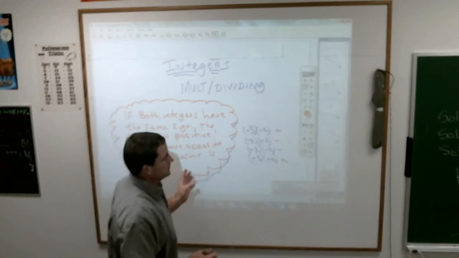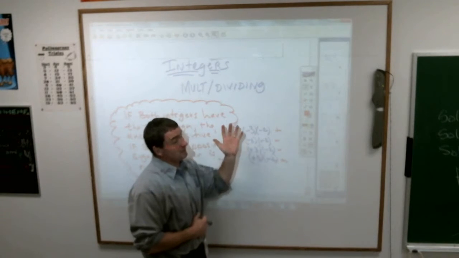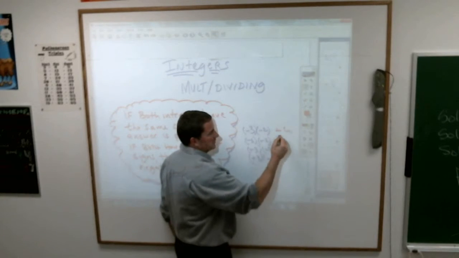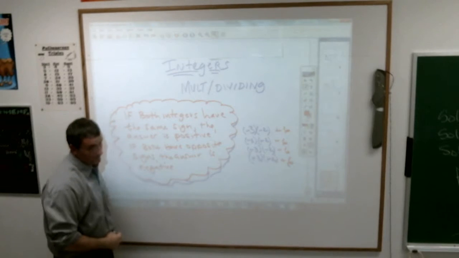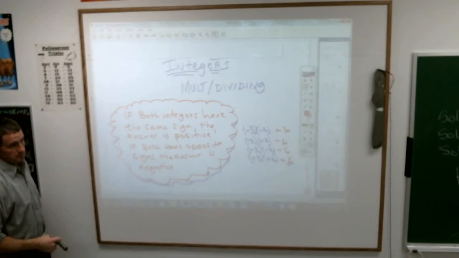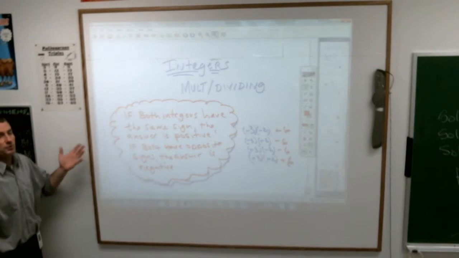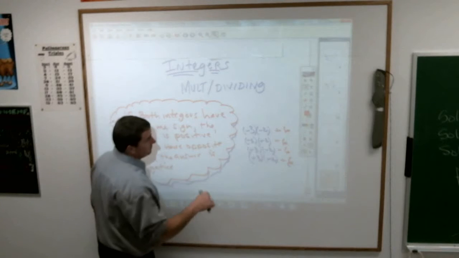Now the key for you is not to mix this up with adding and subtracting, because that's not the case with adding and subtracting. It's different. But once you get the sign, you just multiply. 3 times 2 is 6. It's simple multiplication. If they have the same sign, it's positive. If they have opposite signs, it's negative. Simple rule of multiplication. Now, not always is the multiplication that simple.